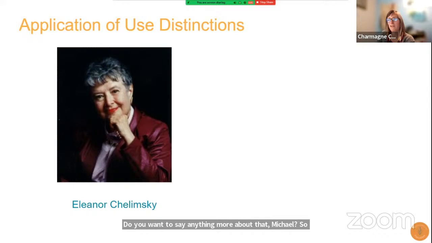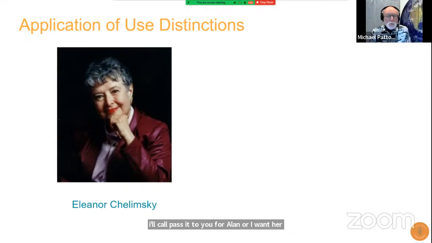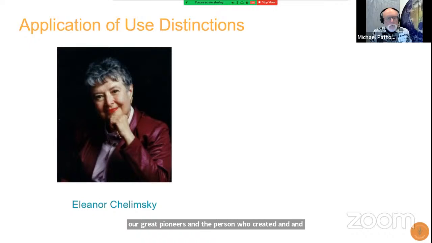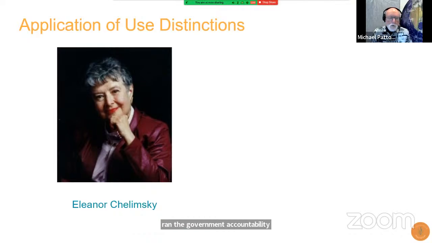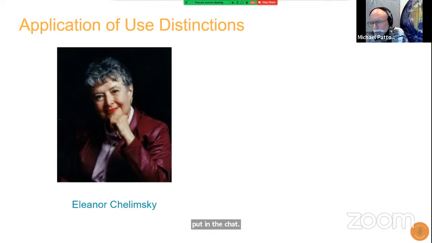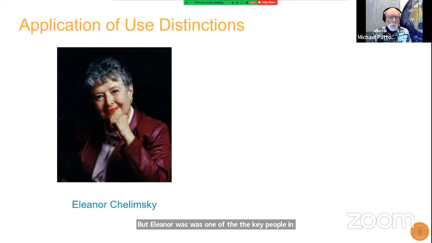I'll pass it to you to talk about Eleanor. Eleanor Chelimsky, one of our great pioneers and the person who created and ran the Government Accountability Office's evaluation unit for 14 years, died in March at the age of 95. And I did a tribute YouTube to her, which I'll put in the chat. But Eleanor was one of the key people in making these distinctions that we're talking about.